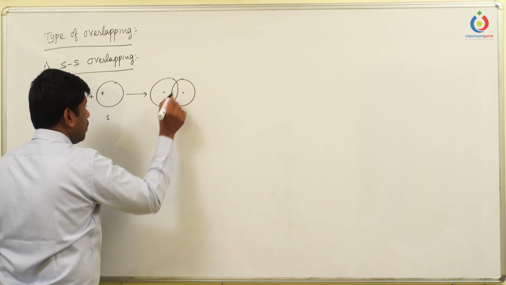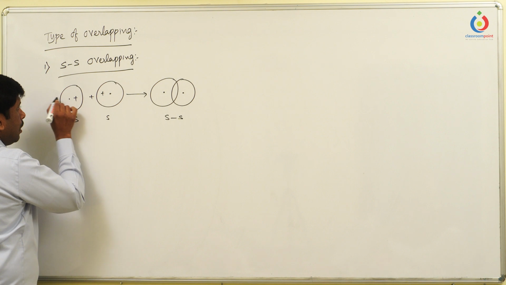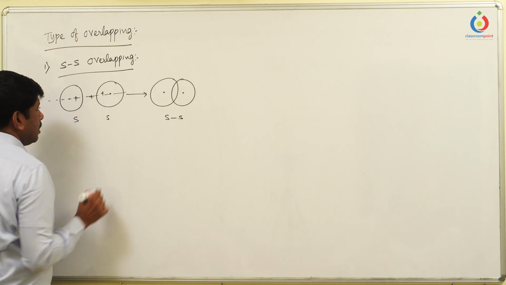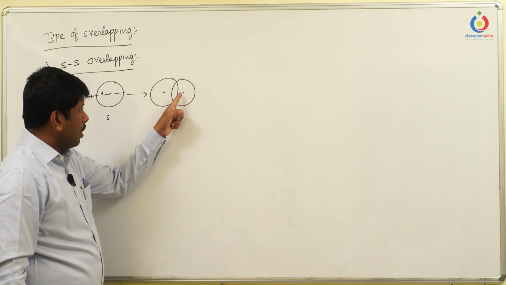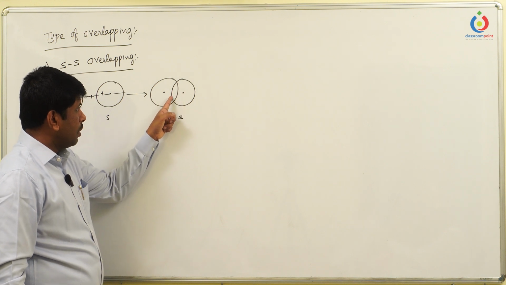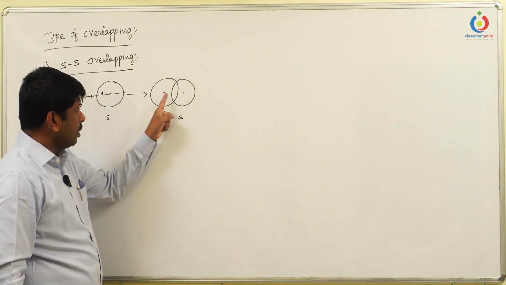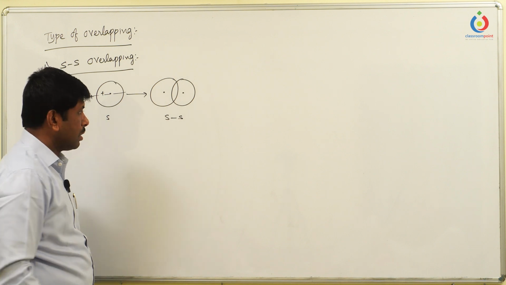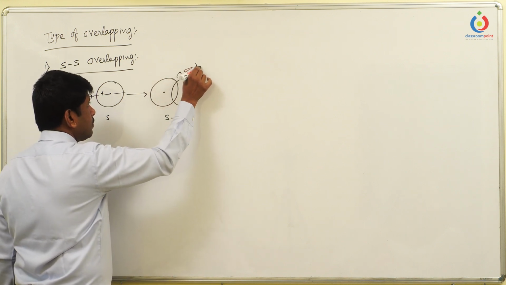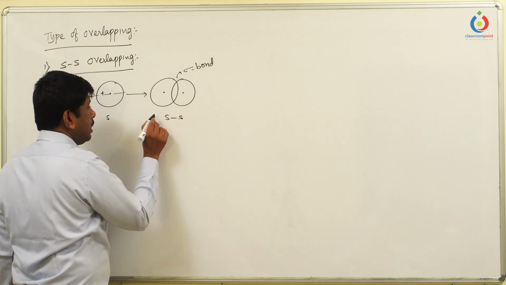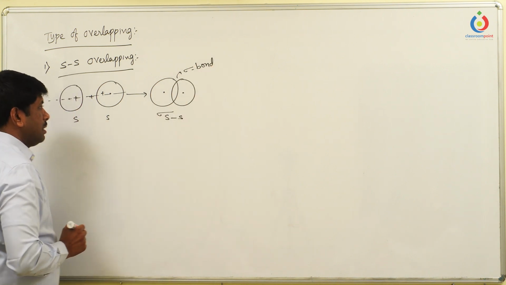This SS overlapping took place along the internuclear axis. Whenever atomic orbitals overlap along the internuclear axis and the overlapped zone is exactly located on the internuclear axis, such bonds are called sigma bonds. So this bond we can call the sigma SS bond.